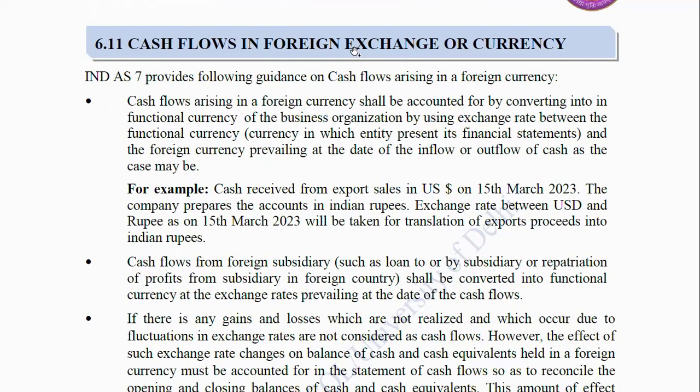6.11 Cash flows in foreign exchange or currency. Ind AS 7 provides the following guidance on cash flows arising in a foreign currency. Cash flows arising in a foreign currency shall be accounted for by converting them to the functional currency of the business organization, using the exchange rate between the functional currency in which the entity presents its financial statements and the foreign currency prevailing at the date of inflow and outflow of cash, as the case may be.